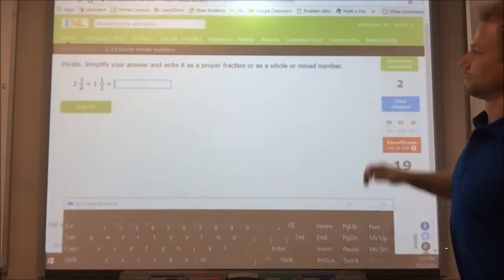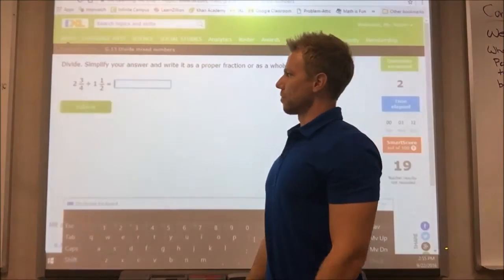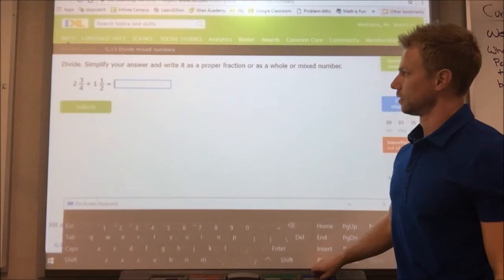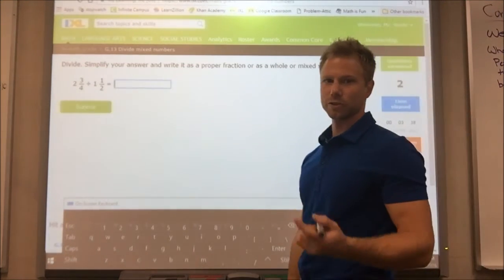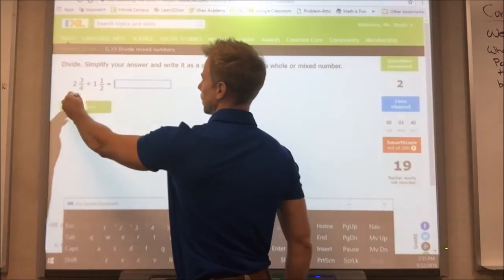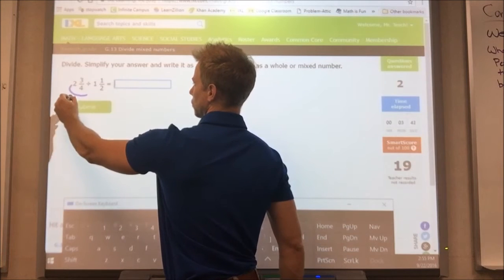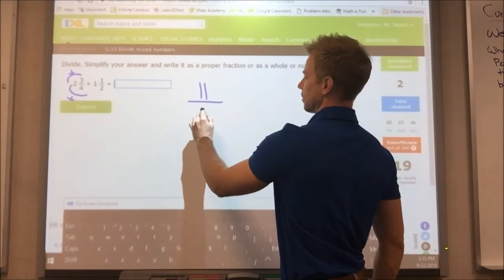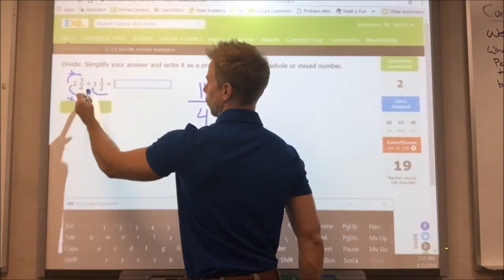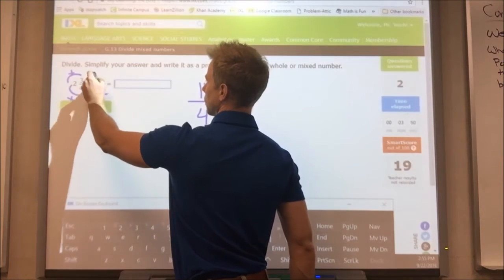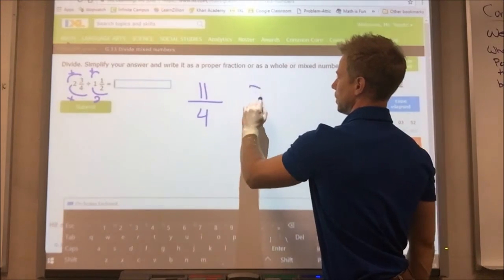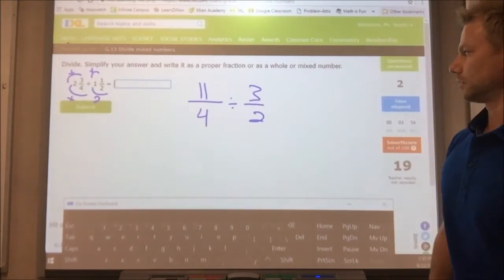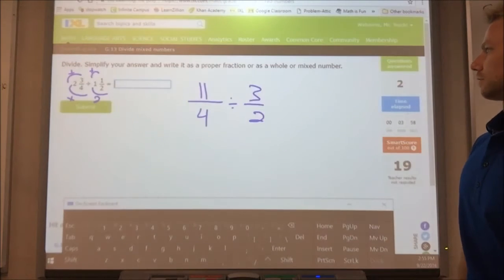Let's try another one. 2 3/4 divided by 1 1/2. So again, first step, rock around the clock. 4 times 2 is 8. Plus 3 is 11 over 4. 1 times 2 is 2. Plus 1 is 3. So it's 3 over 2. And we are dividing. That is division.